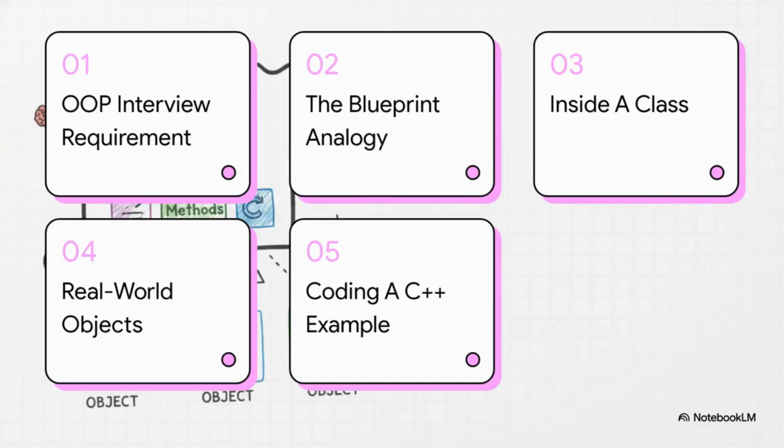Here's our quick roadmap for today. We're going to cover: 1. The OOP interview requirement. 2. The blueprint analogy. 3. What exactly goes inside a class. 4. Creating real-world objects. And finally, number 5, we'll code an actual C++ example together.